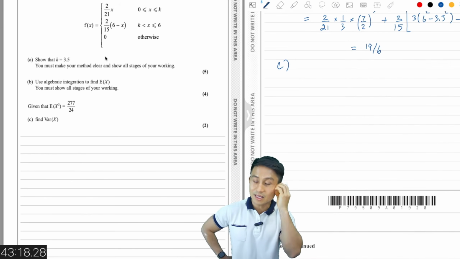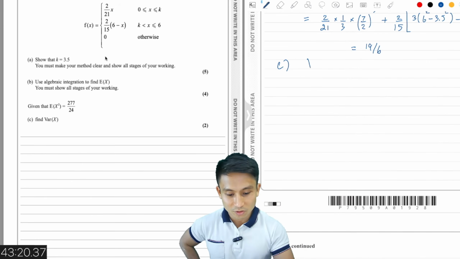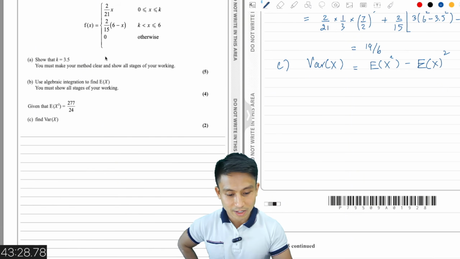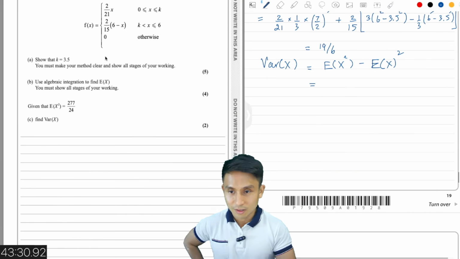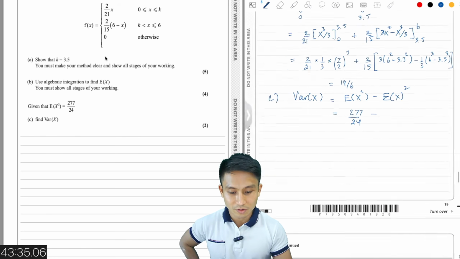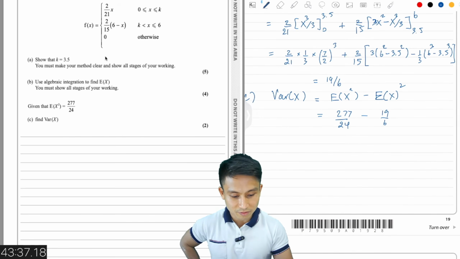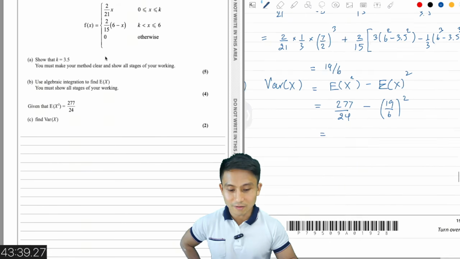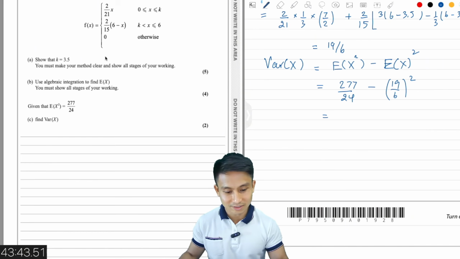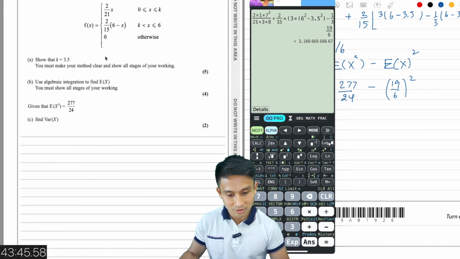Part C, given that E of x squared is that. Okay, so for var x, we need to know that this is E of x squared minus E of x, overall squared. It's easy and simple here. You've already got the E of x there, so you must follow through. If that E of x value was wrong, then you get a method mark here at least. So we're just going to keep that as an answer.